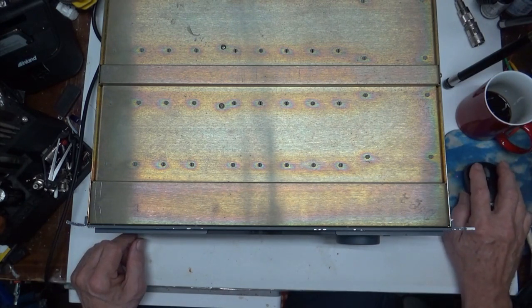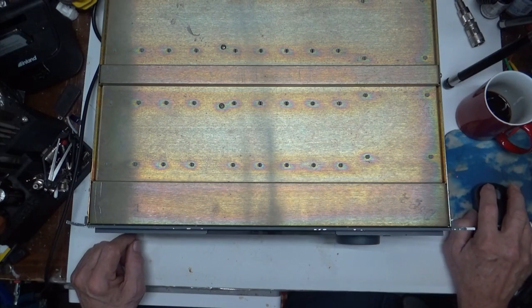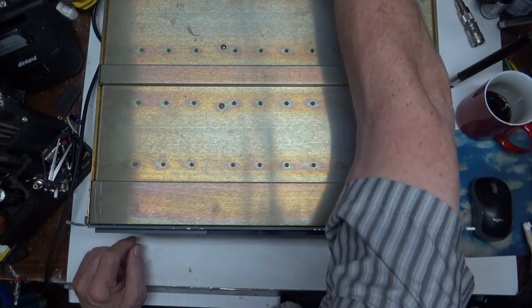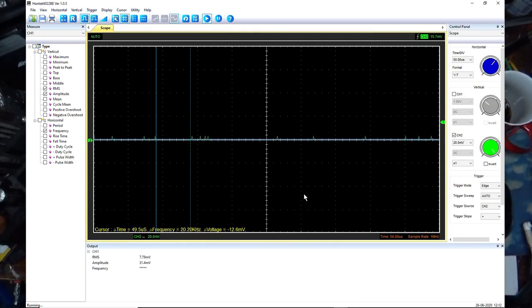And if we go over and look at the scope here, I've got this thing turned on. Here's my scope with just me touching the connector. And we're going to go to the composite, number one composite output. And you can see there's nothing there.